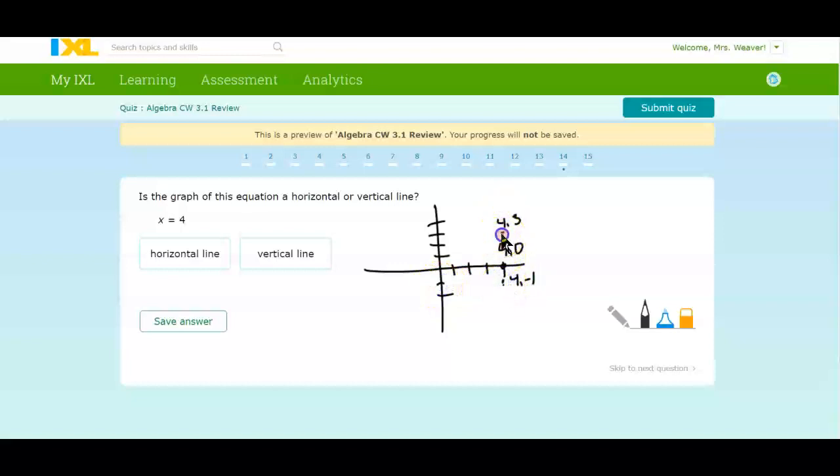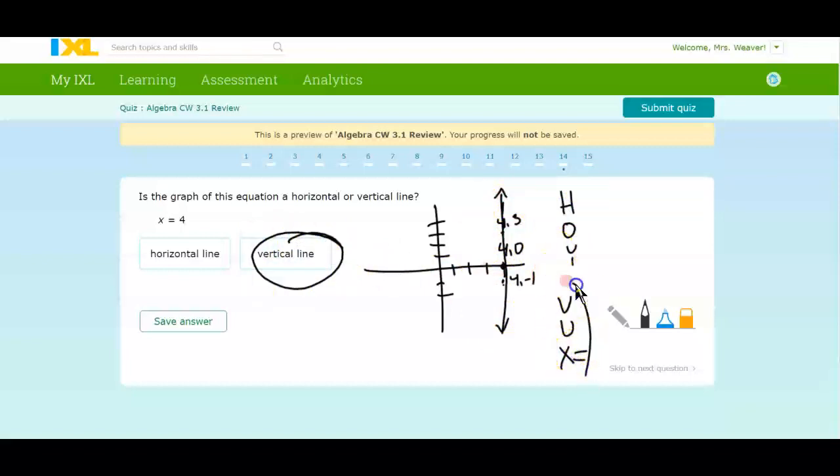What happens when I connect these points? What kind of line is that? Well, that is a vertical line. Another way, again, is our Hoy Bucks, which tells me if I have an x equals, it is a vertical line.